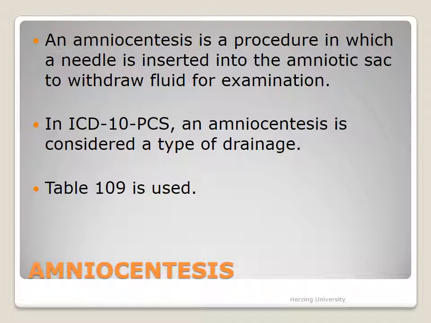Let's talk about amniocentesis. Amniocentesis is a procedure in which a needle is inserted into the amniotic sac to withdraw fluid for examination. In ICD-10-PCS, an amniocentesis is considered a type of drainage. So for amniocentesis, table 109 would be used. 1 for obstetrics, 0 for pregnancy, and 9 represents drainage.